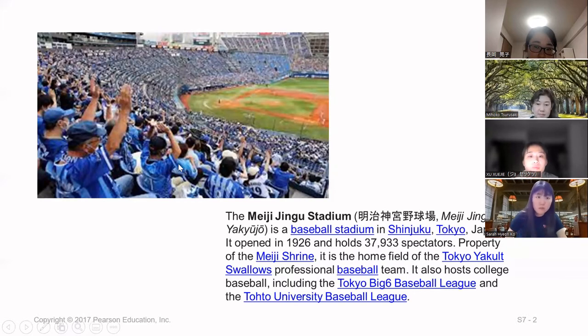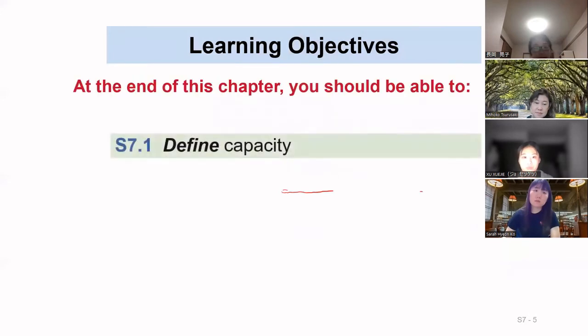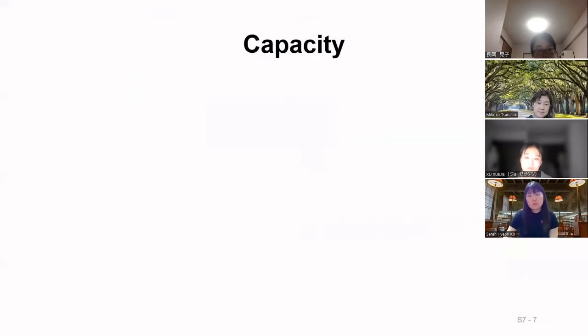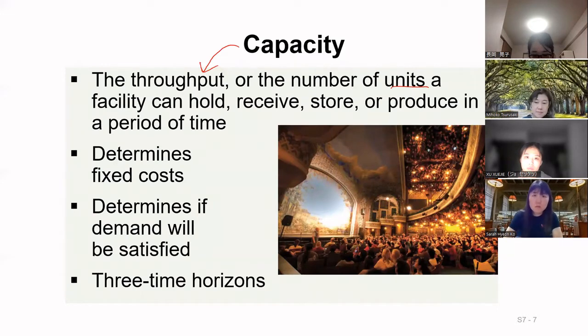Fixed cost means you have built the seats, you have built the stand. All these are fixed costs. So if every game is only half full, you are not paying back your fixed costs. Same like factories, because capacity determines your fixed costs. If you build big, then your fixed cost is high. But if you build too small, then you cannot meet the demand. That's why I say it determines if demand will be satisfied. So capacity is important because it will make sure whether you can meet the demand or not.